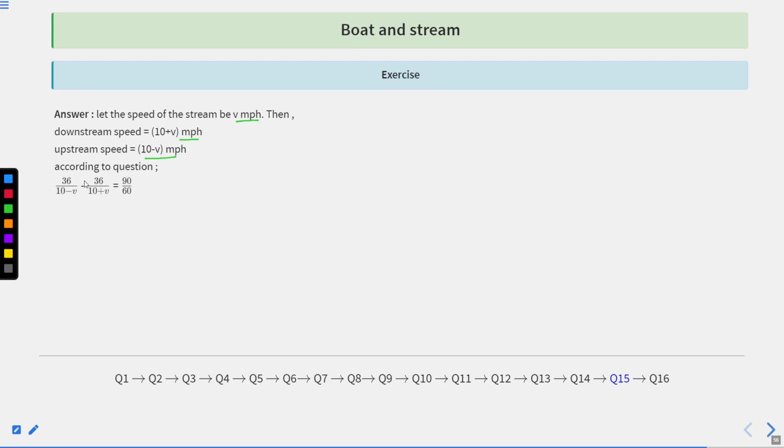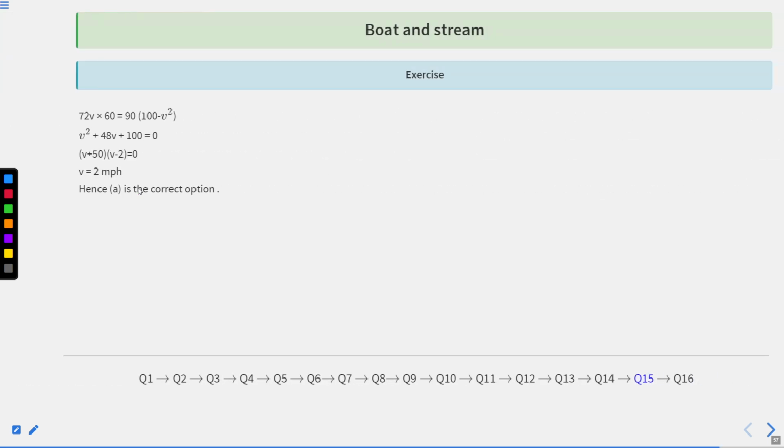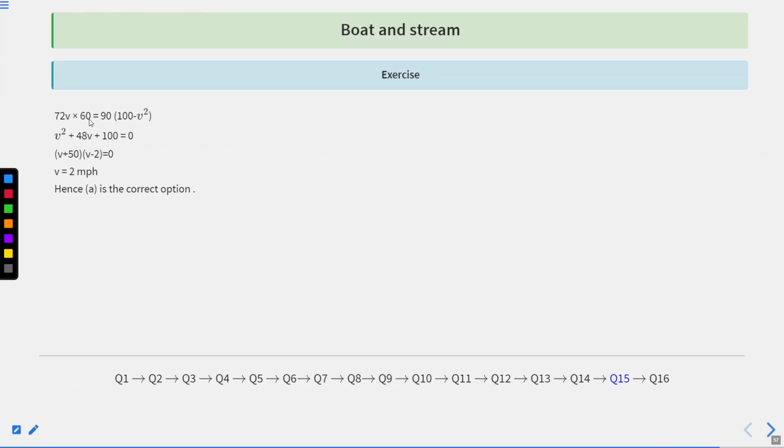So according to question, 36 upon 10 minus v minus 36 upon 10 plus v is equal to 90 upon 60. So 72v into 60 equal to 90 into 100 minus v square. So v square plus 48v minus 100 equal to 0. So we have a quadratic equation that we can solve to obtain the value of v. So doing the middle term split here, we will have v equal to 2 miles per hour. So the correct option here is option number A, 2 miles per hour.